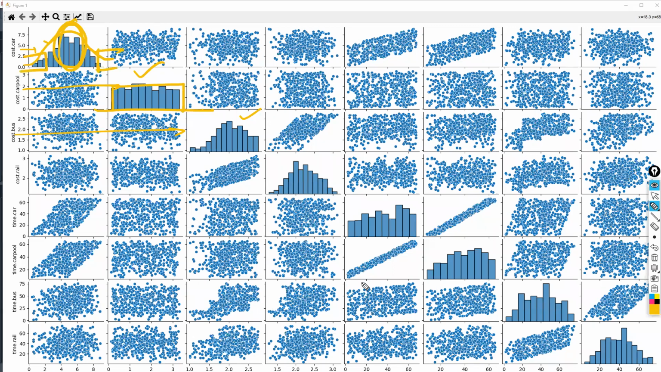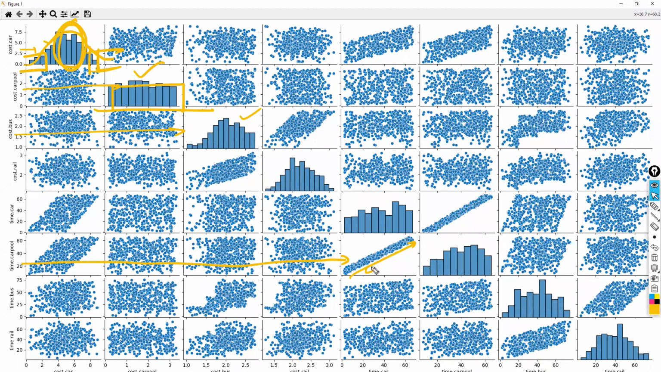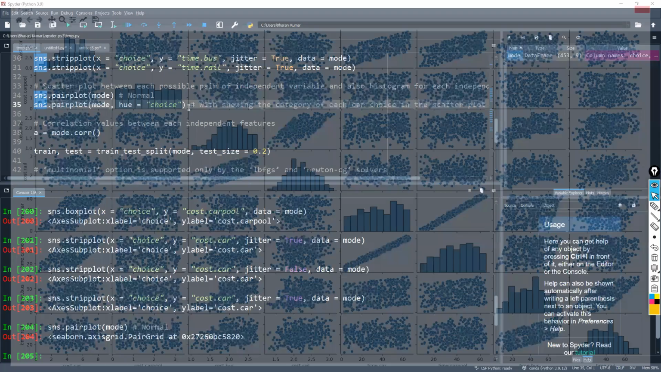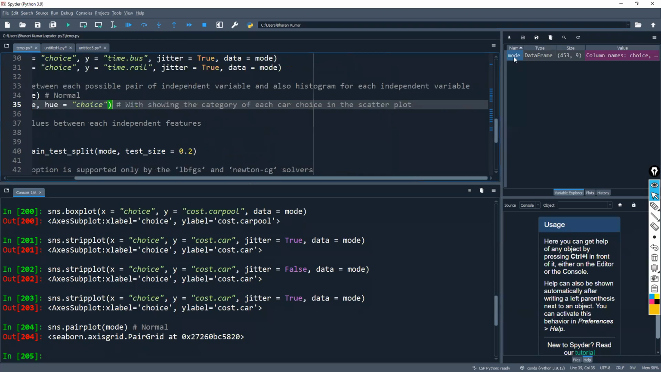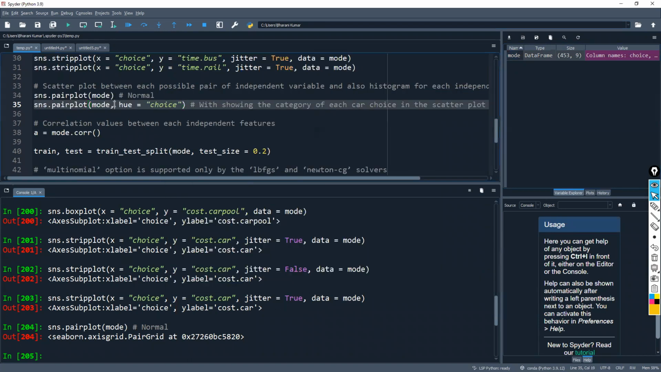You get to see the correlation. Time of carpool, and what is this column actually? Let me zoom in and see. And time of car. It's almost the same. The amount of time it takes for a carpool or car is almost the same. There's a very strong correlation out there. So these kinds of things you can draw insights about. We just say hue equal to choice. What is the choice that we have here? Car, rail, bus, carpool, etc. For each of those, it is going to show you a different probability distribution.